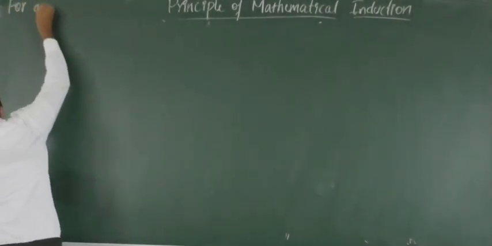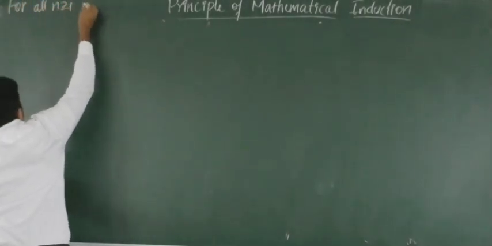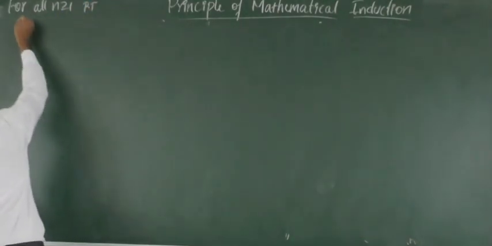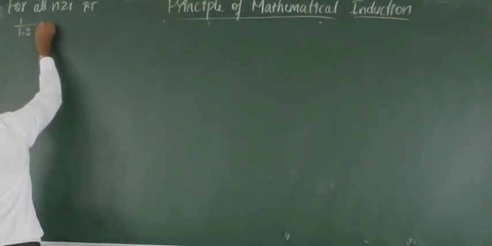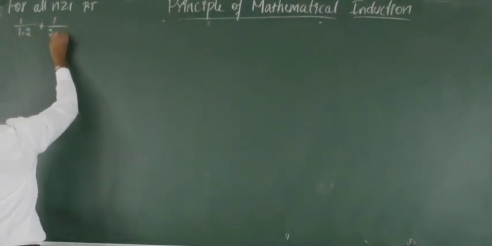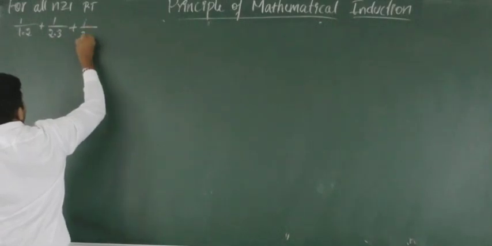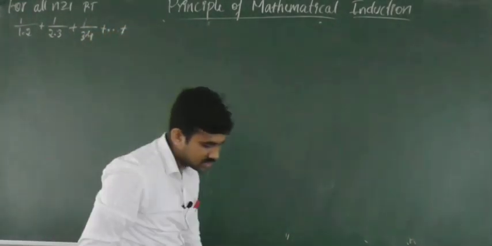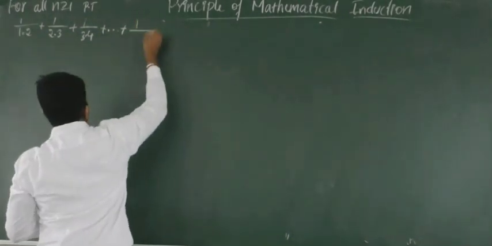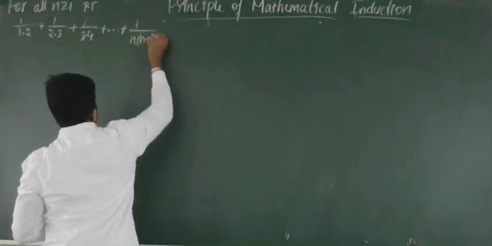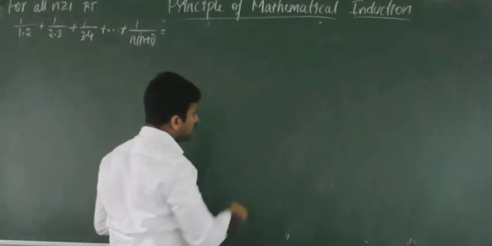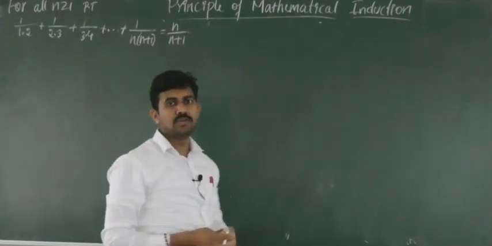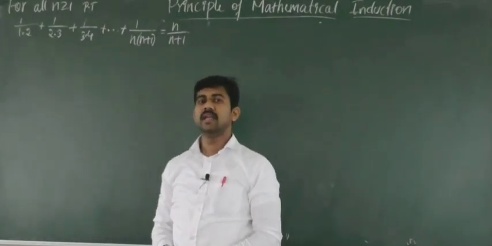For all n greater than or equal to 1, prove that 1 upon 1 into 2 plus 1 upon 2 into 3 plus 1 upon 3 into 4 plus and so on plus 1 upon n into n plus 1 is equal to n upon n plus 1. Prove this statement by principle of mathematical induction.